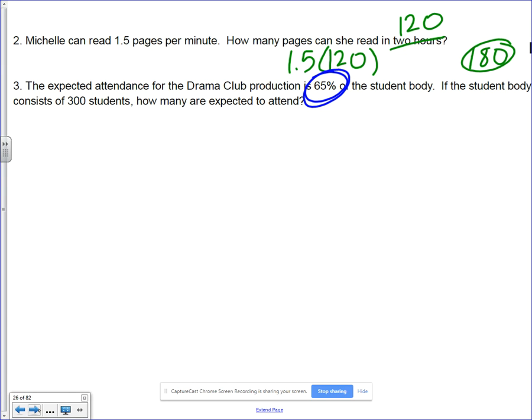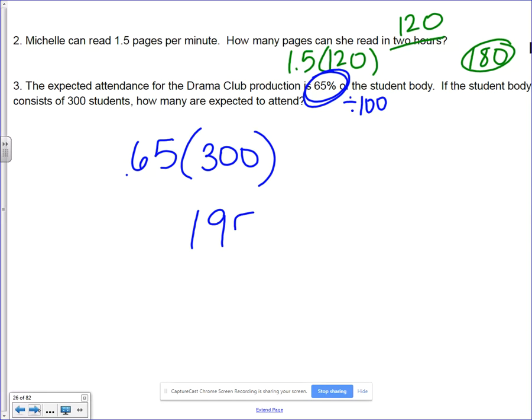Divided by 100. Folks, all percentages are out of 100, aren't they? Yes? So that 65% needs to be divided by 100. And what do you get? 0.65. And like Savannah said, we're going to multiply that by the 300. 195 is how many they would expect, which of course is between 150 and 300.